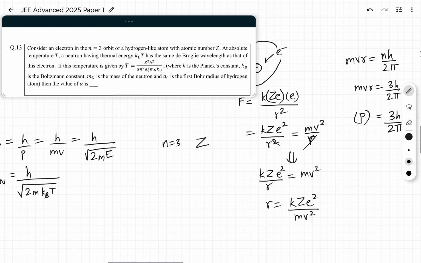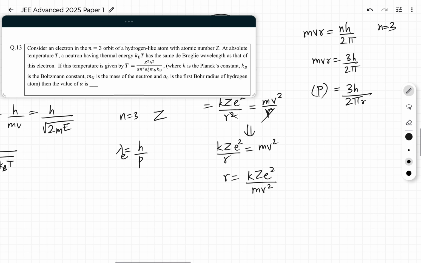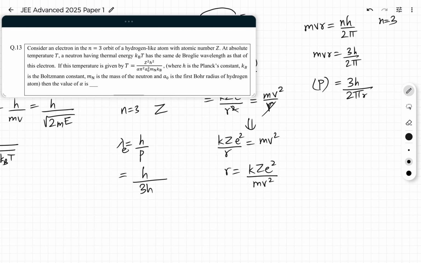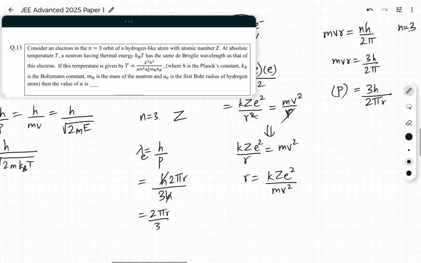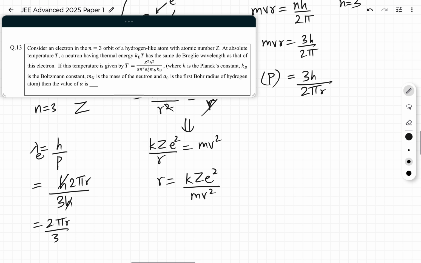So the de Broglie wavelength of this electron, let's say, is h by p, and we got the p value, which is h by 3h by 2 pi r, so 2 pi r by 3. Now we need to substitute the value of r from here. We have got r in terms of v.